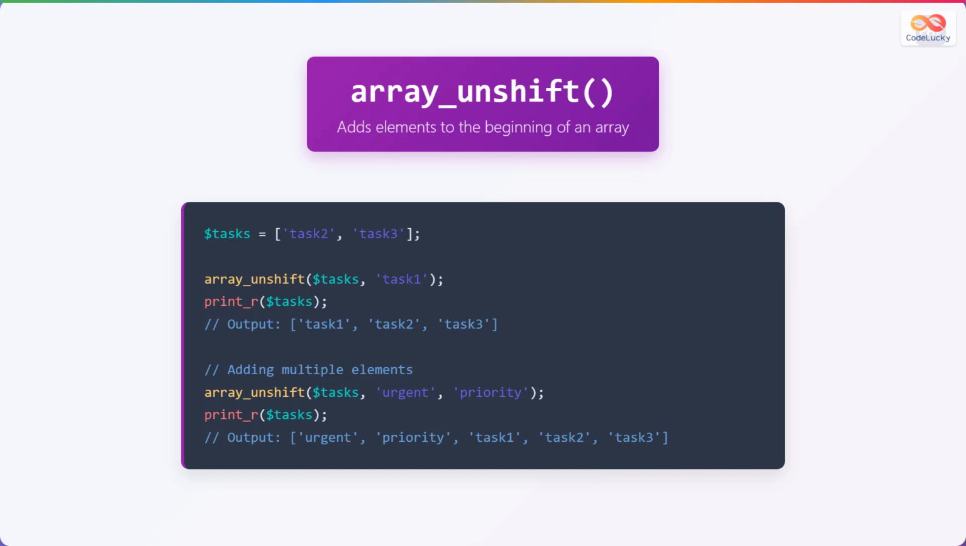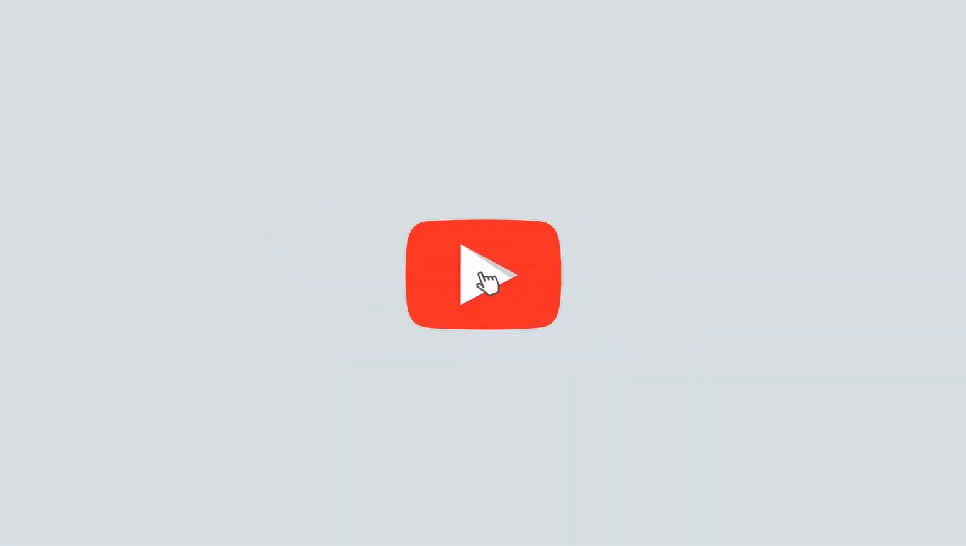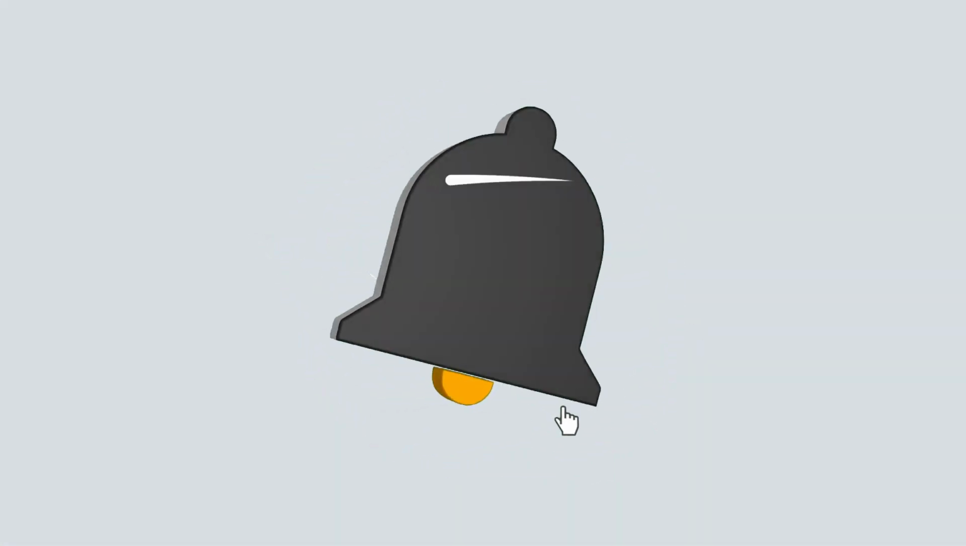Similar to array_push, we can also add multiple elements at once using array_unshift. To add the elements urgent and priority to the beginning of the tasks array, we again use the array_unshift function, passing the tasks array as the first argument, followed by the elements urgent and priority as additional arguments. After this operation, when we print the tasks array, the output will be urgent, priority, task1, task2, and task3.